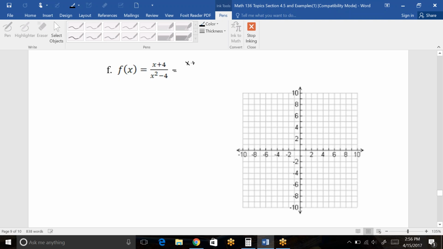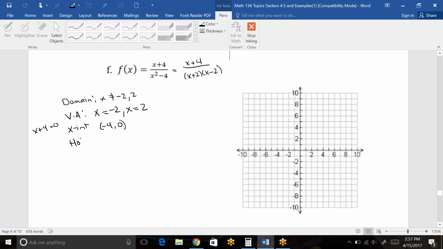So we need to factor this. The bottom would factor into an x plus 2 and an x minus 2. So my domain is x can't equal -2 or +2. Neither one of those cancels out, so they're both vertical asymptotes. X-intercept, we have an x on top, so that is going to equal 0 at -4. We don't have any holes because nothing canceled out.